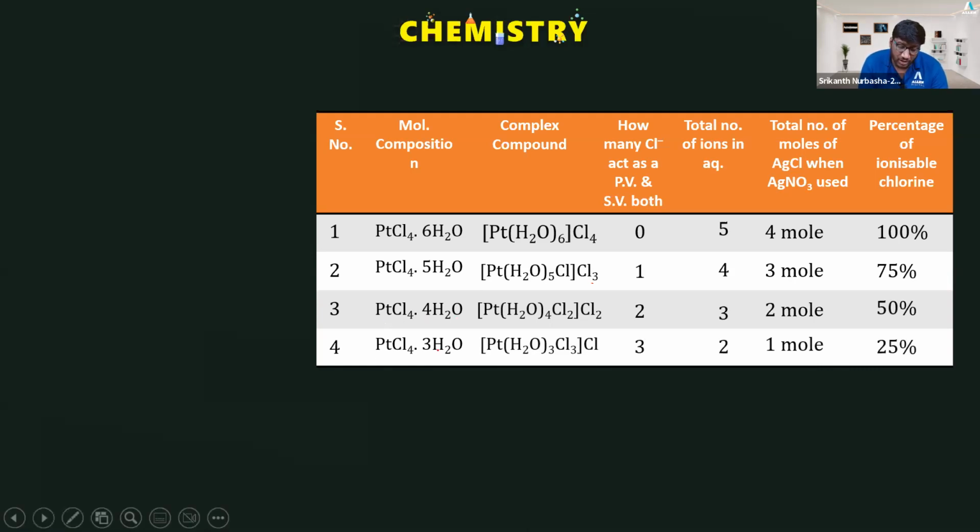Like that, we can write down PtCl4.4H2O, PtCl4.3H2O. So [Pt(H2O)4Cl2]Cl2. So 2 chlorines act as both primary and secondary valency. 3 ions are there in the solution. 2 moles of AgCl obtained. 50% is the percentage of ionizable chlorine.